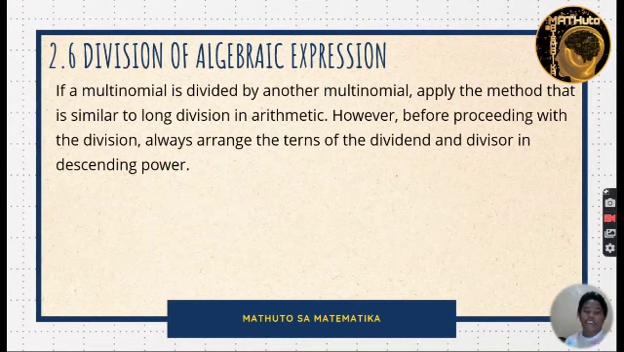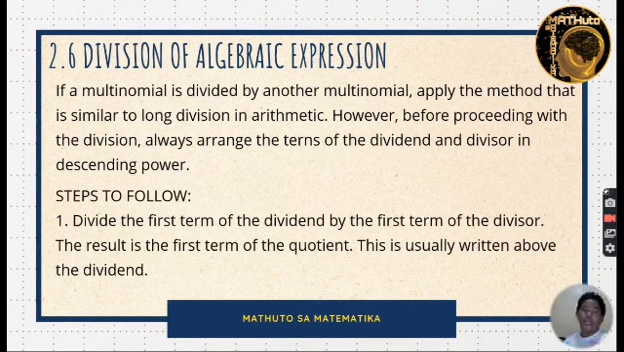If a multinomial is divided by another multinomial, apply the method that is similar to long division in arithmetic. However, before proceeding with the division, always arrange the terms of the dividend and the divisor in descending power. So, the exponents must be from highest to lowest. We have the following steps. Divide the first term of the dividend by the first term of the divisor. The result is the first term of the quotient. This is usually written above the dividend.